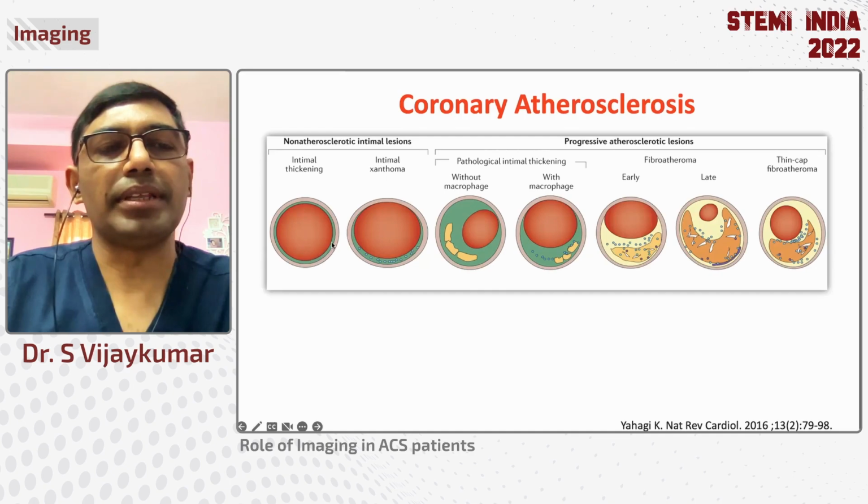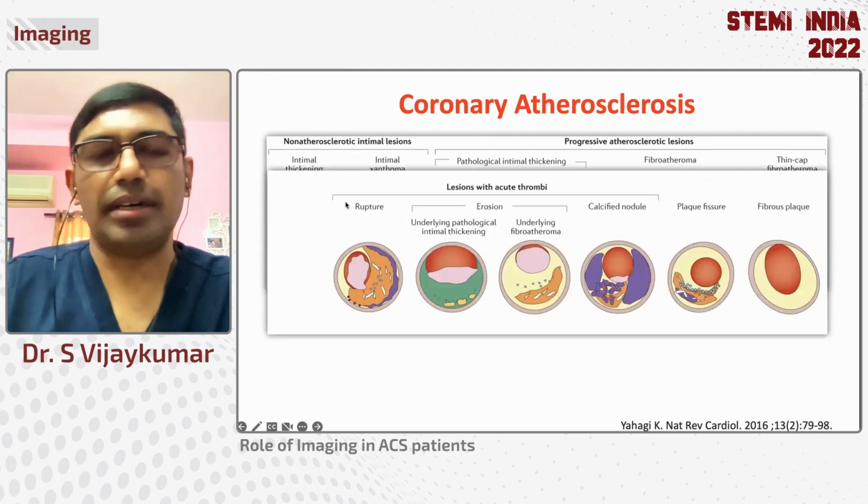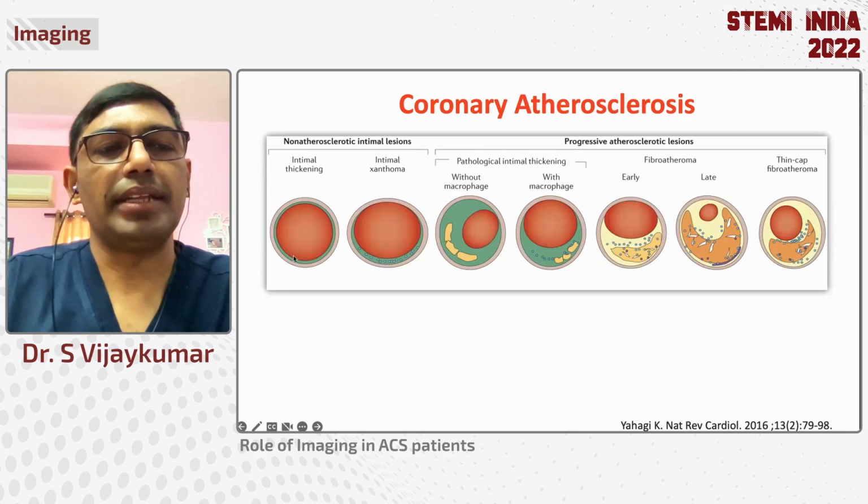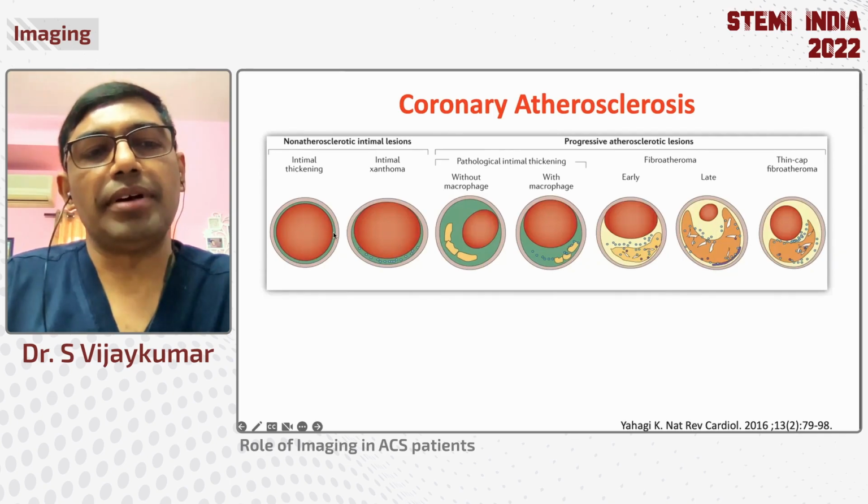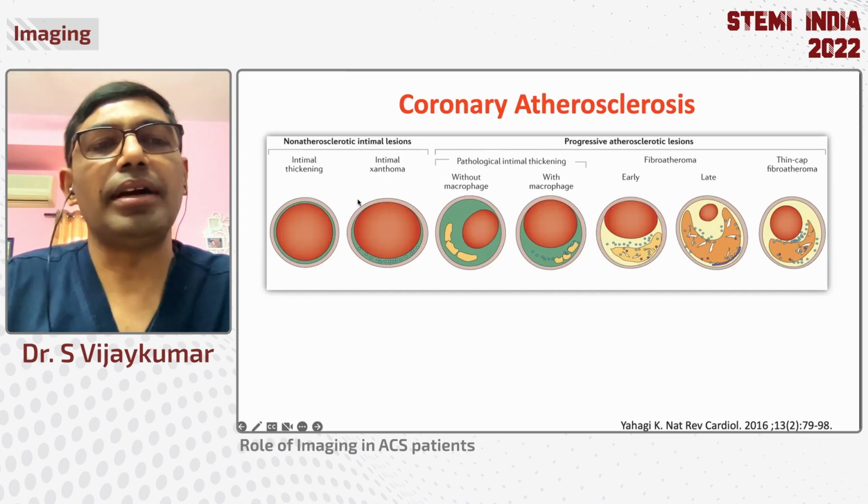Once the disease progresses, atherosclerotic material accumulates in the intima, which is called atherosclerotic plaque, and which in turn causes narrowing of the lumen. There are various stages in atherosclerosis. The early stages are your intimal thickening, where the normal intima thickens and forms a little increased thickness of the layer. And the second one is your intimal xanthoma, where macrophages accumulate in the intima. These are all non-atherosclerotic lesions and are reversible.